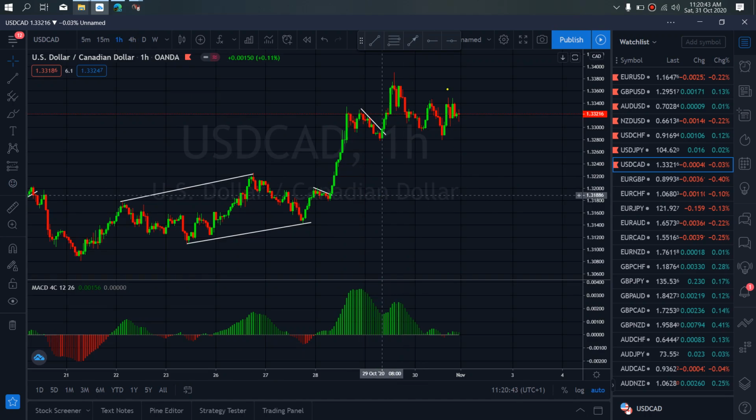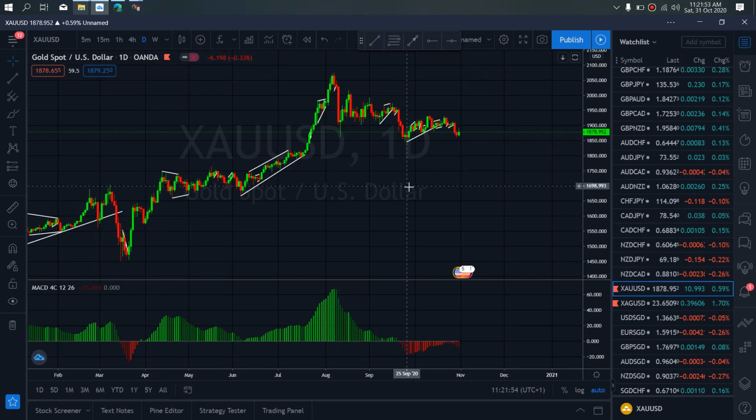On the 1 hour, right now, this looks like a small flat for a retest of this top before they will come back with a C wave. So we want to watch out for this potential A, B, C here, and then they will resume buying.